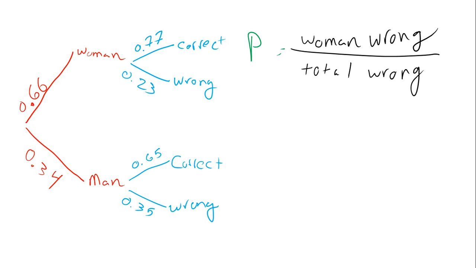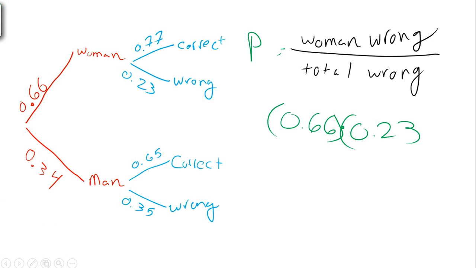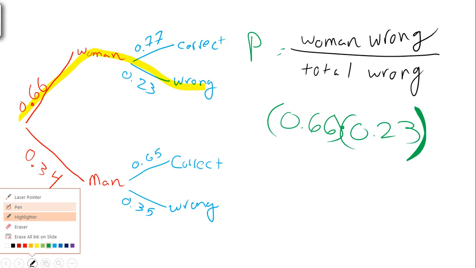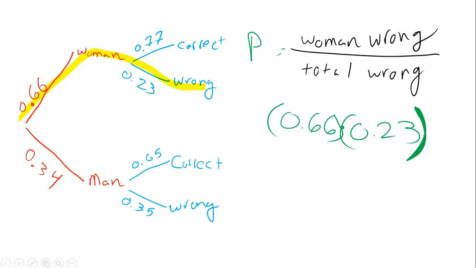And so that's where we would just go 0.66 times 0.23, because it was woman and wrong. And so that would be the top part of our fraction. So that was the top part.